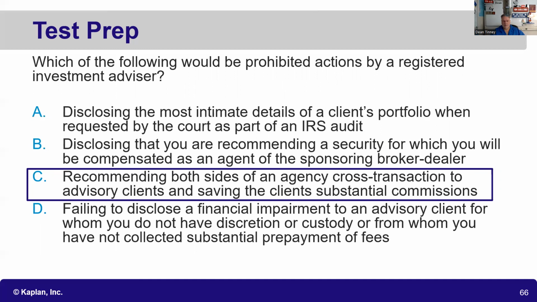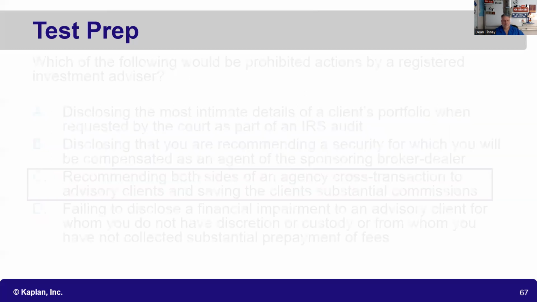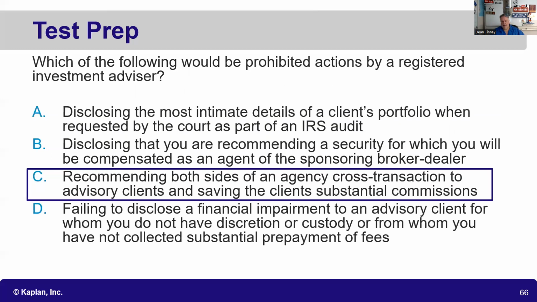Failing to disclose financial impairment to an advisory client. Financial impairment, remember this word, is material. So if I have a financial impairment that will prevent me from doing what I promised to do for you, that would be a problem. Failing to disclose for whom you do not have discretion. Well, I can't have financial impairment if I don't have discretion or custody. I can't steal what I don't touch, and I haven't collected any prepayment, so I have no contingent liability or substantial. So that's why that's not a problem. D could have been a problem, but it's not a problem because I don't have discretion, I don't have custody, and I haven't collected a substantial prepayment.